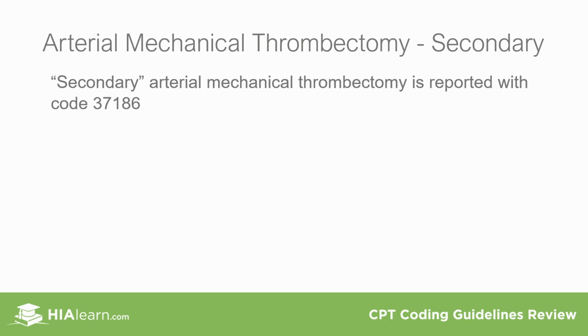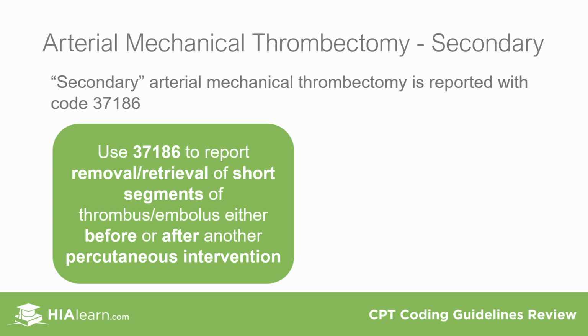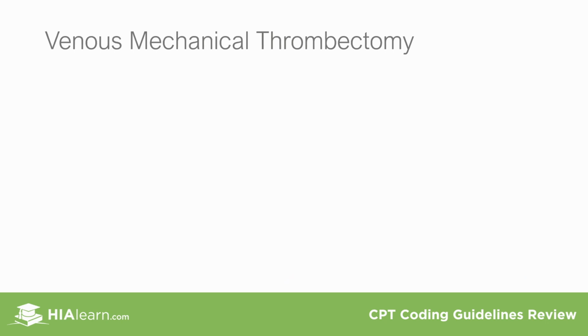Secondary arterial mechanical thrombectomy is reported with code 37186. A secondary arterial mechanical thrombectomy is removal or retrieval of short segments of thrombus or embolus before or after another percutaneous intervention. Do not report secondary arterial mechanical thrombectomy in conjunction with primary arterial mechanical thrombectomy codes 37184 or 37185.